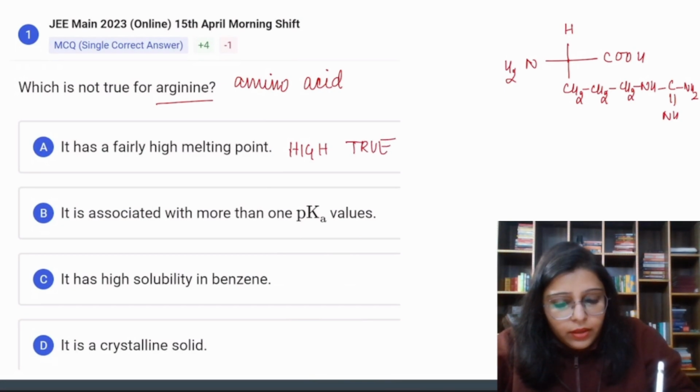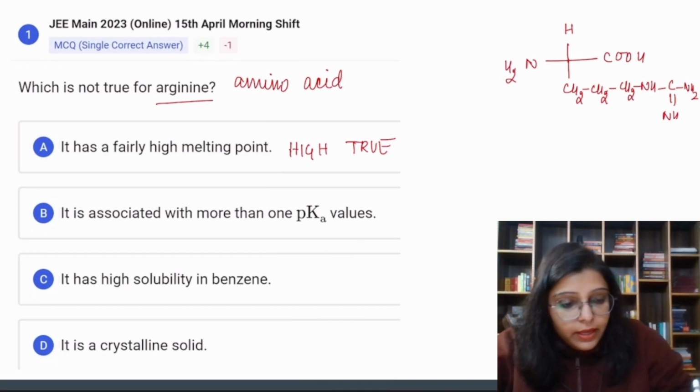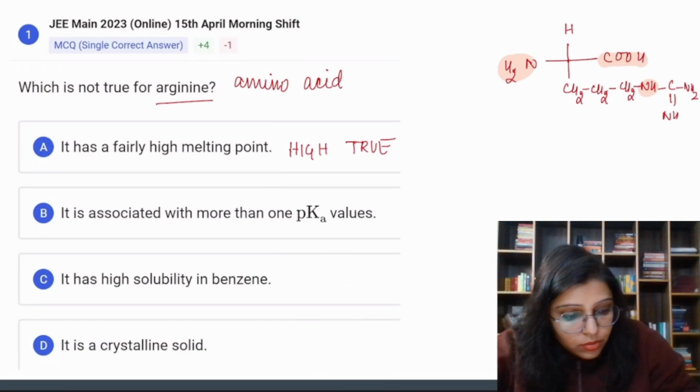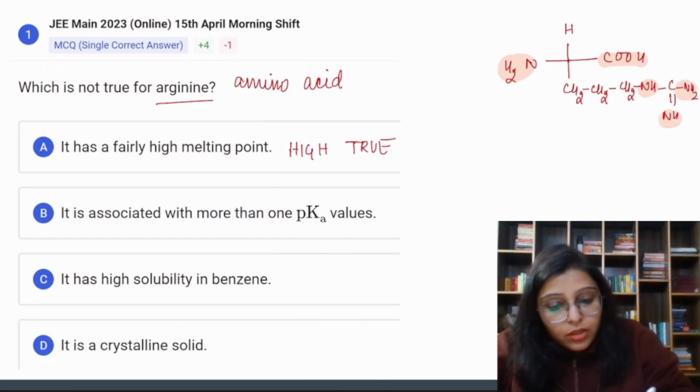It is associated with more than one pK value. Definitely, like COO minus, then we have NH3 positive, because amino acid exists in the form of zwitter ion. Then we have so many basic groups: this nitrogen, this nitrogen, and this nitrogen. So yes, we can have more than one pK value.